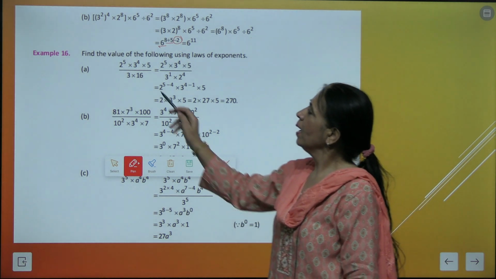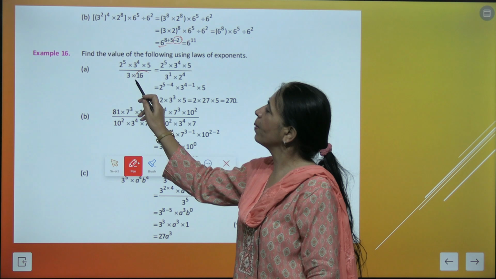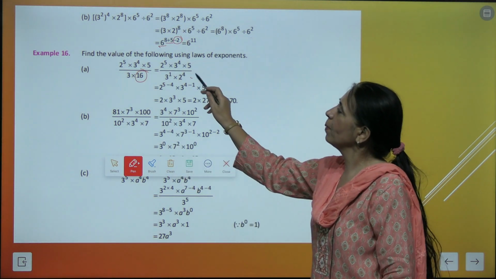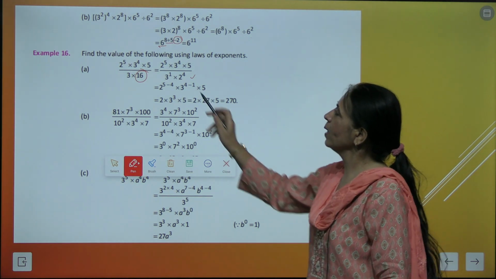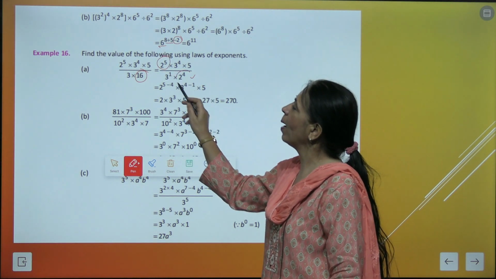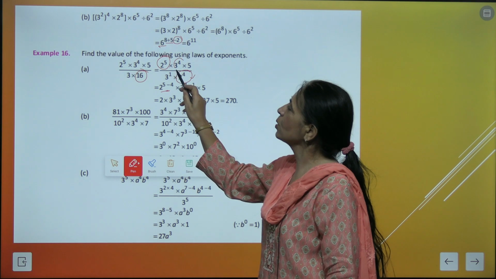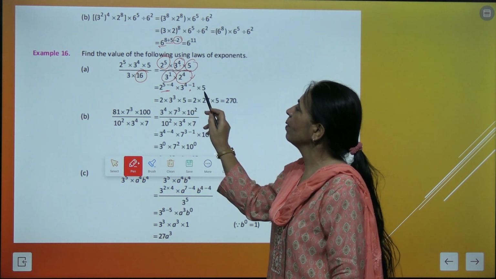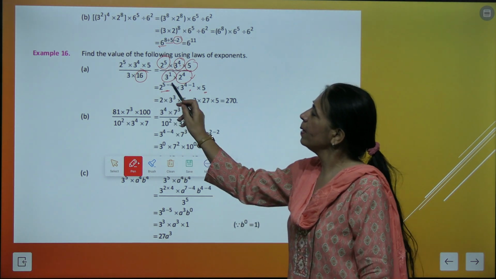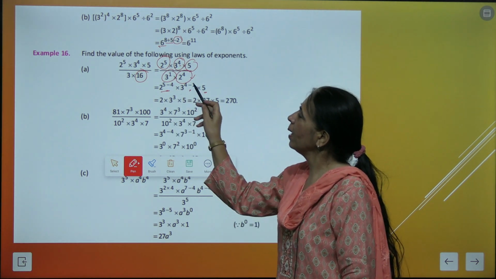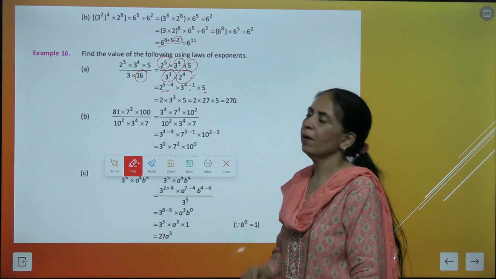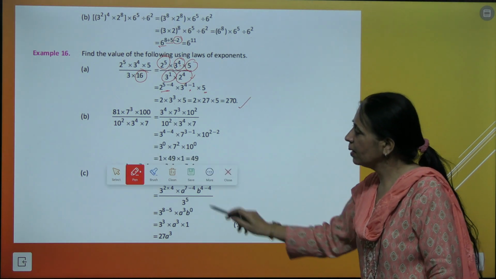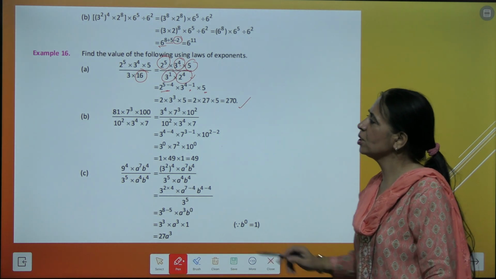Take another one. Here we will first break this 16, and write this 16 as 2 raised to the power 4. Now we will bring the powers of 2 together: 5 minus 4. The powers of 3 together: 4 minus 1, and 5 remains as it is. So here we got 2 to the power 1, here 3 to the power 3, and here 5. Got it? And we get the answer. Similarly, you can try the next question.